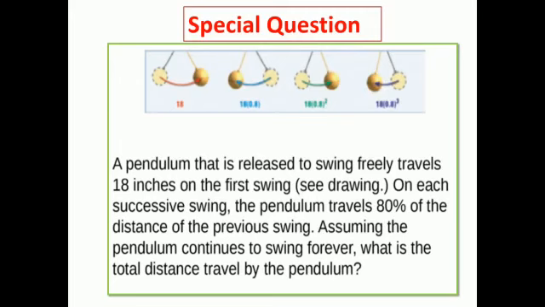Okay, this is a special question. A pendulum is released to swing freely. It travels 18 inches on the first swing. You can see the image. On each successive swing, the pendulum travels 80% of the distance of the previous swing. Okay, so finally it will reduce. Assuming the pendulum continues to swing forever, what is the total distance traveled by the pendulum? Okay, so you try this one.